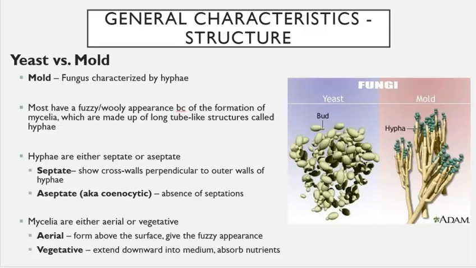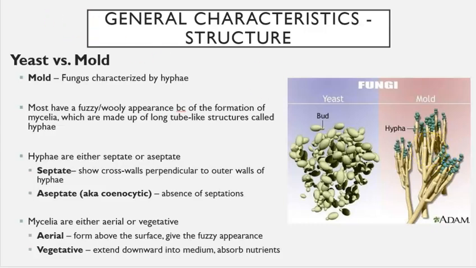So we're still comparing yeast with mold, but let's talk about mold. Mold is characterized by having hyphae. Hyphae are these long finger-like projections that you can see over here in the image of mold. Most have a fuzzy or woolly appearance because of the formation of mycelia, which are made up of long tube-like structures called hyphae. And like I said, we can see those over here in the image.